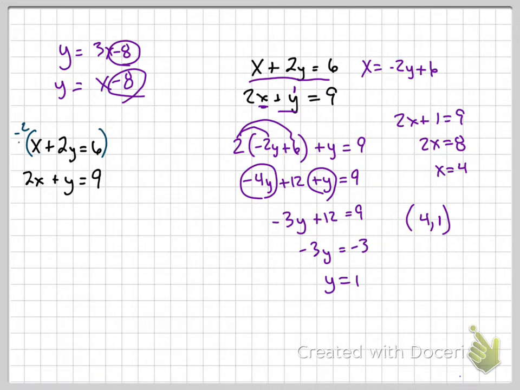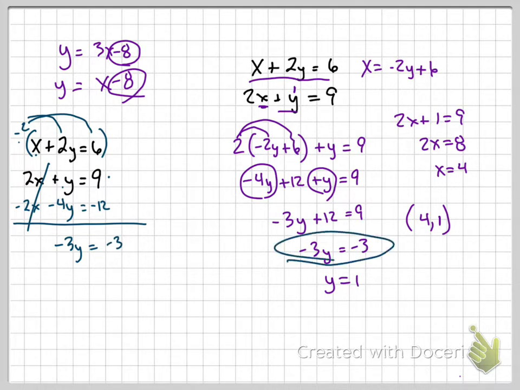Do the distributive property. What's negative 2 times x? What's negative 2 times 2y? What's negative 2 times 6? Now, when I add these together, what happens to my x's? They cancel out. And now I have 1y plus negative 4y, or minus 4y, is negative 3y. 9 plus negative 12 is negative 3. That looks a lot like that. So what's y equal? And then what do I do then? Plug it back in. Does it matter to which one? No, you're going to get 4. That's elimination.